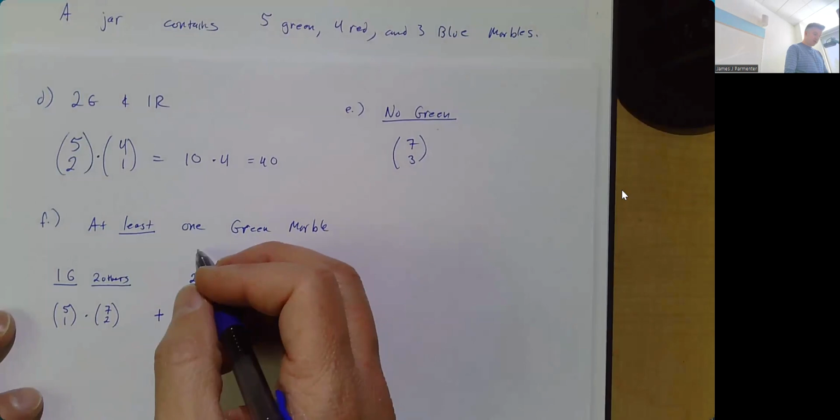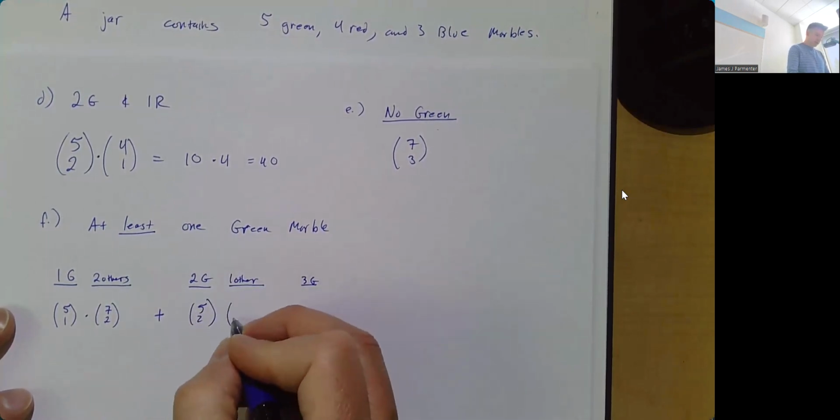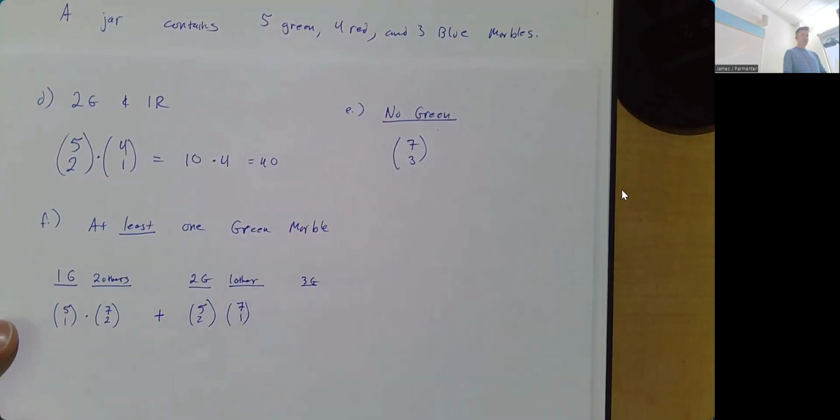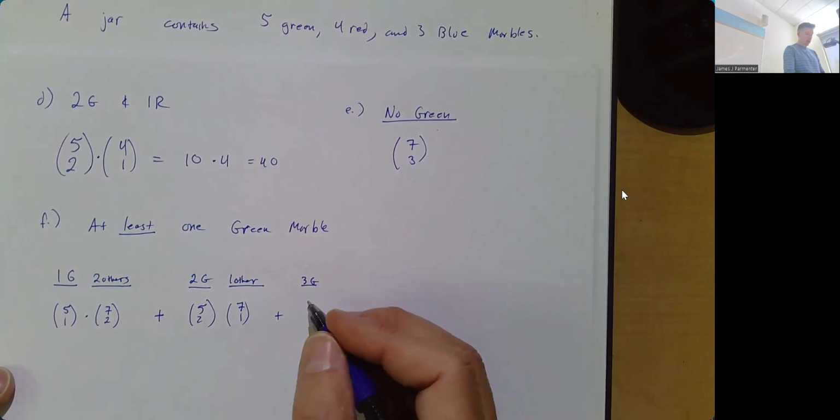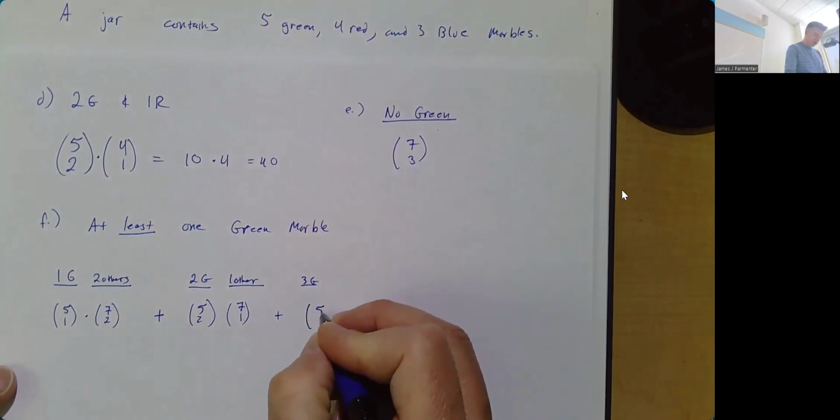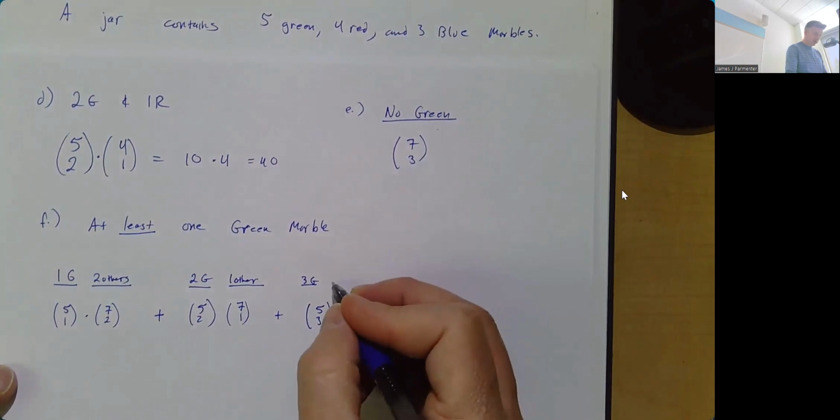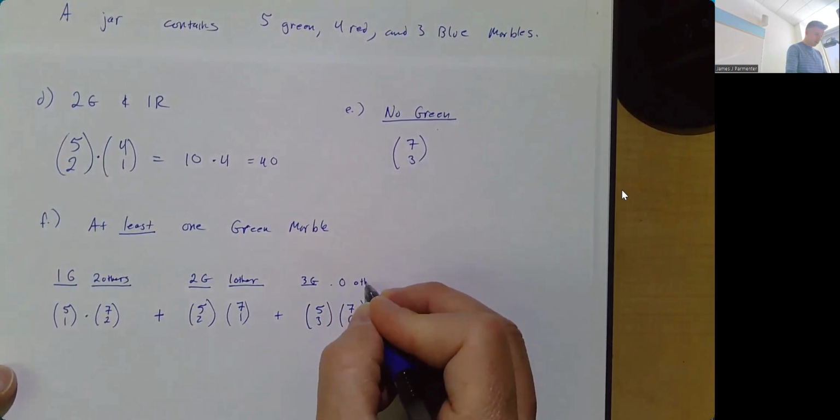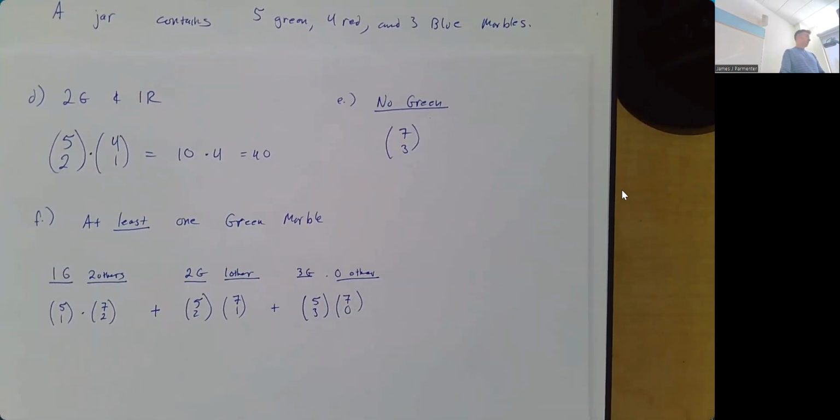Maybe, I don't know. 2 green marbles and 1 other, it's going to be 5 choose 2 times 7 choose 1. And 3 green marbles, or 3 green marbles and no others, would be 5 choose 3. And you could throw in a 7 choose 0 if you really wanted to there, because we know 7 choose 0 is 1. Let's calculate this, because we're going to do it another way. We want to see if they're the same.